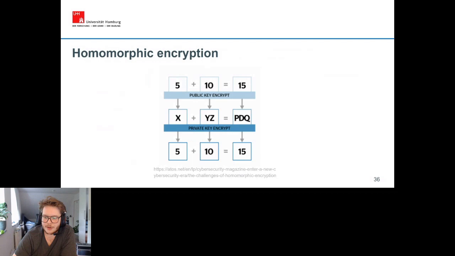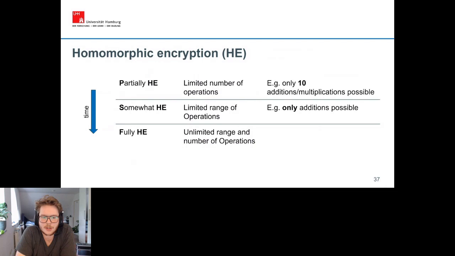In the beginning, they split homomorphic encryption into a few subfields, right? We have partially homomorphic encryption, which means there's a limited number of operations you can do. So you can only add two values 10 times, for example, and then it doesn't work anymore, right? There is somewhat homomorphic encryption, which is a great name, by the way, which means there is a limited range of operations. For example, you can only do additions, you can't multiply. And in the end, they reached a point where there's fully homomorphic encryption, which means there's an unlimited range and number of operations, so you can do as many additions and multiplications as you want.